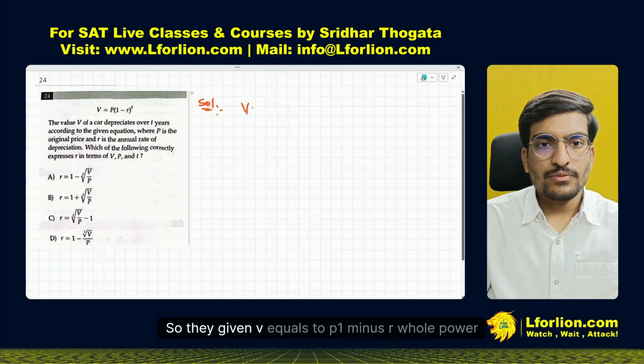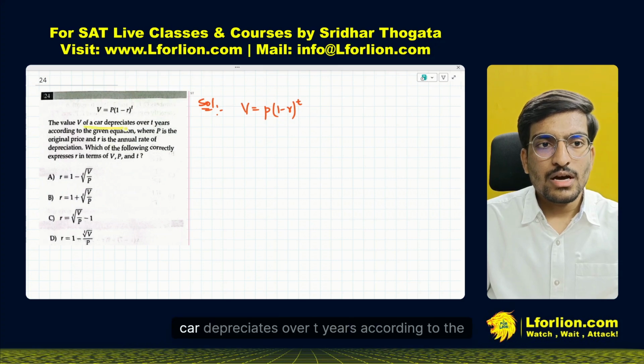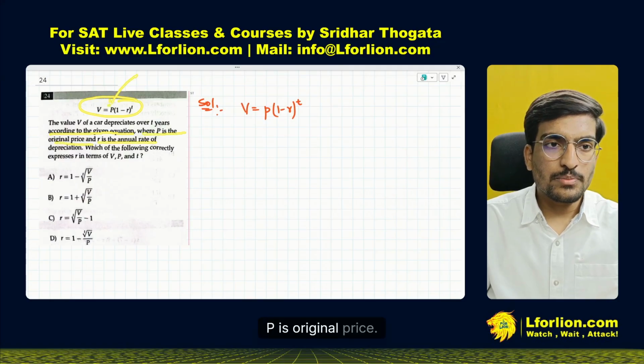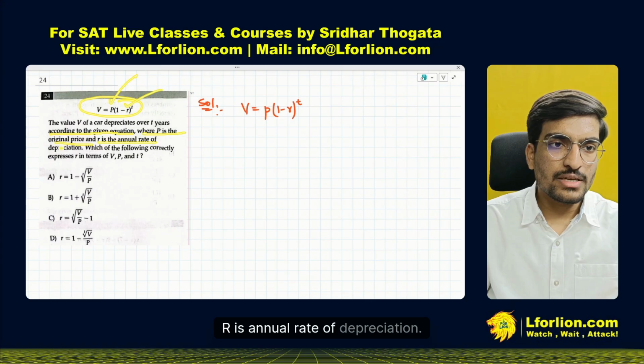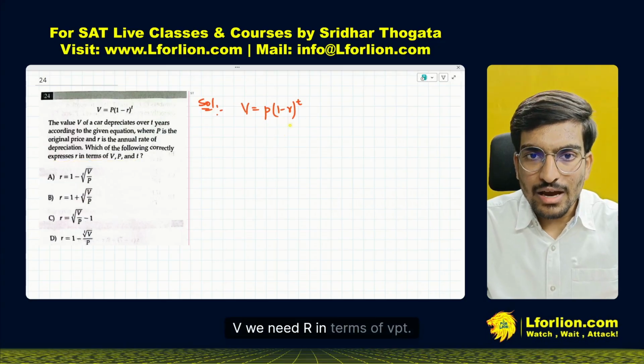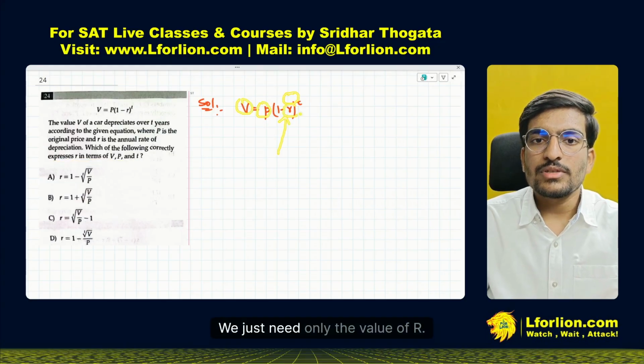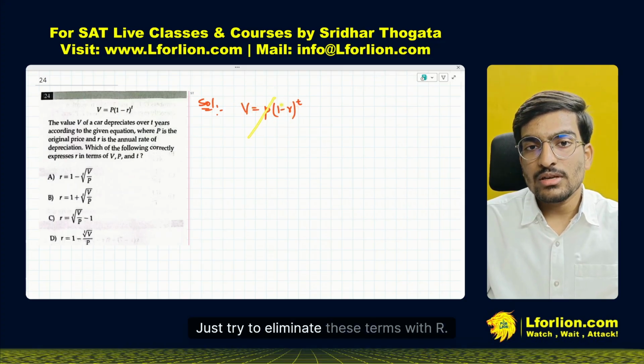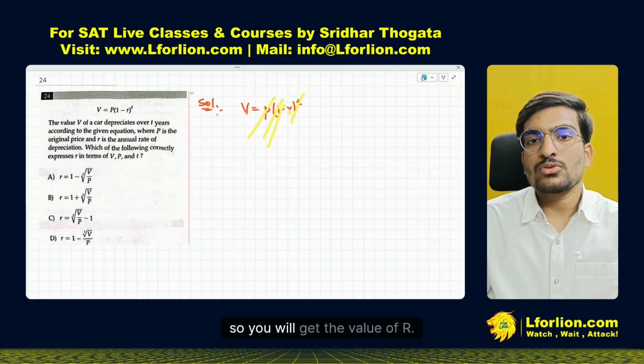So the given V equals P into (1 minus R) whole power t. The value of a car depreciates over t years according to the given equation. P is the original price, R is the annual rate of depreciation. Which of the following correctly expresses R in terms of V, P and t? We need R in terms of V and P. We just need only the value of R. How can we get the value of R? Just try to eliminate these terms, so you will get the value of R.